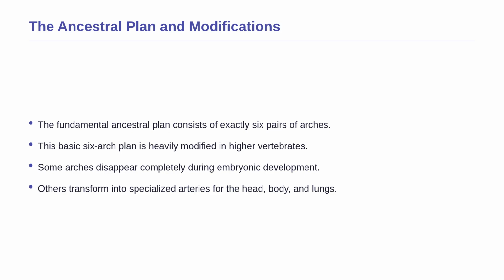Building on that definition, let us look at the evolutionary timeline. The fundamental ancestral plan, which we see in early vertebrate embryos, consists of exactly 6 pairs of these arches. But as we move through the evolutionary tree, from fishes to amphibians, reptiles, birds, and finally mammals, this basic plan is heavily modified. Some arches disappear completely, while others transform into specialized vessels, like the carotid arteries for the head, the systemic arch for the body, and the pulmonary arch for the lungs.